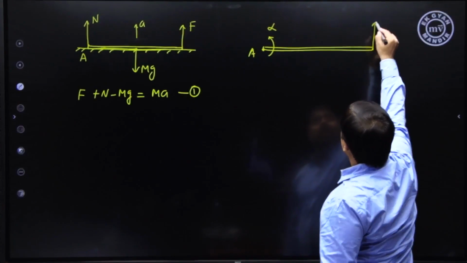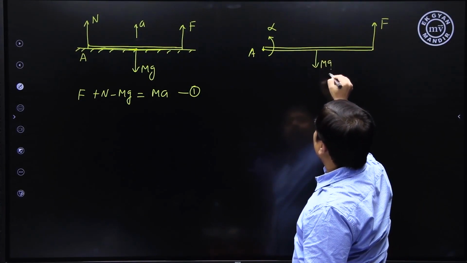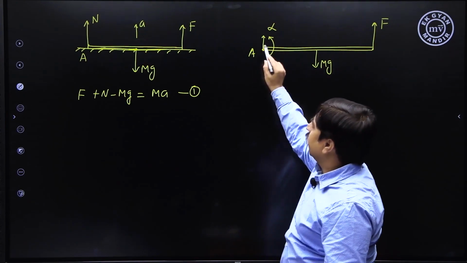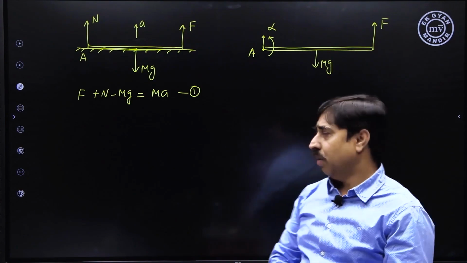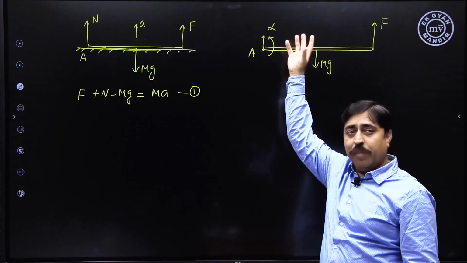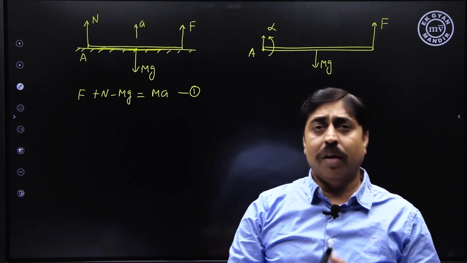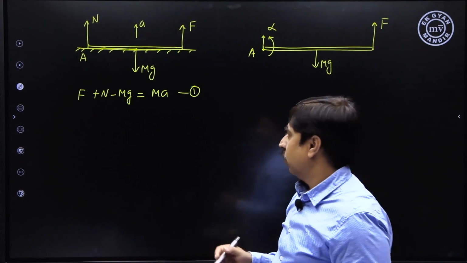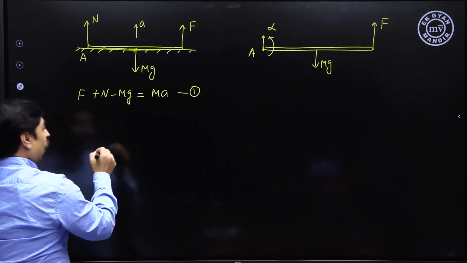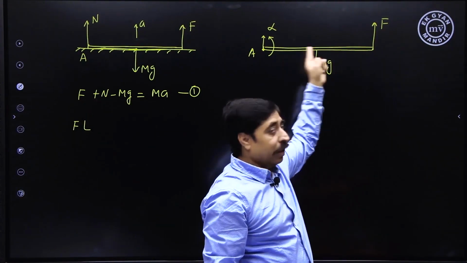So, what is the net force acting on this body? We all understand that normal reaction force will not produce any torque about point A. F will produce a counterclockwise torque, and mg will produce a clockwise torque. So, the net torque will be torque due to F minus torque due to mg. So, I am writing here the torque due to F is F into L, where L is this length.